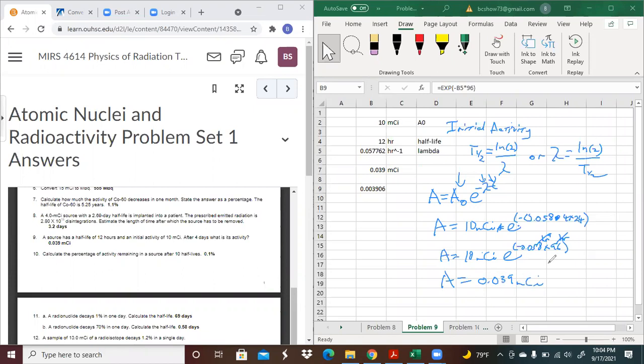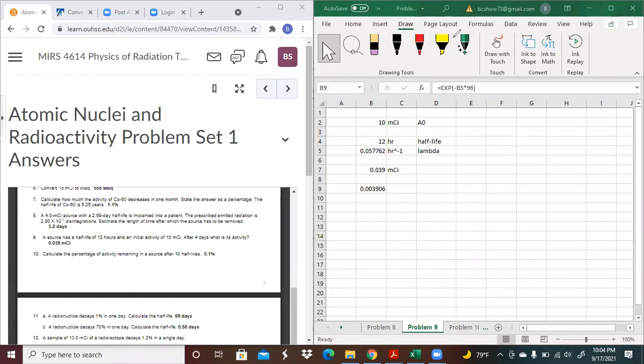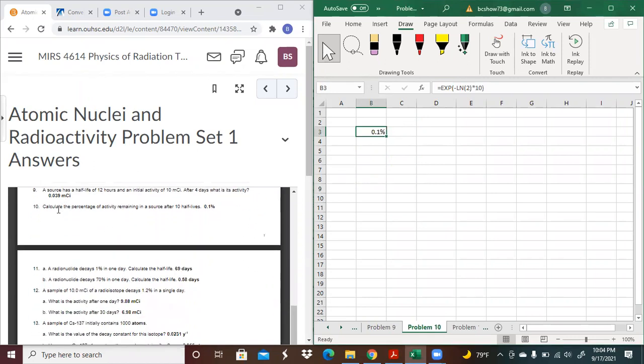So here I do agree with the answers that are out there. All right, so there's that one. Let's proceed on to number 10. Okay, calculate the percentage of activity remaining in a source after 10 half-lives.